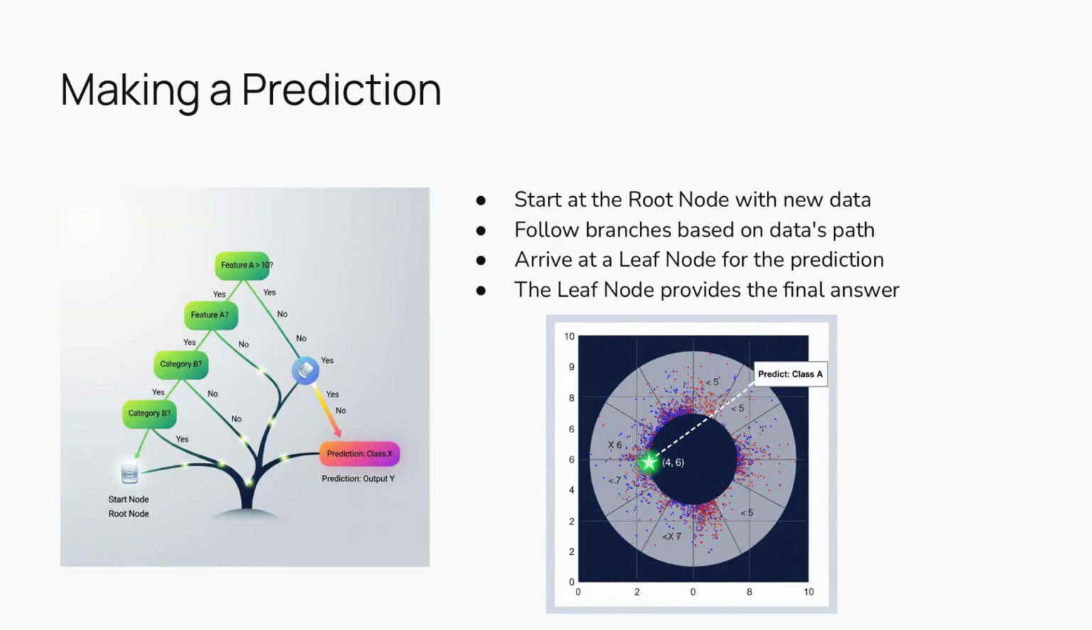Making a prediction is now incredibly easy. Let's say we get a new data point. We just drop it into our flowchart. Is its x value less than 7? Yes. We follow that branch. Is its y value greater than 5? Yes. We follow that branch. We've hit a leaf node, and this leaf node's rule is predict class A. That's our answer. It's just a simple, fast lookup.